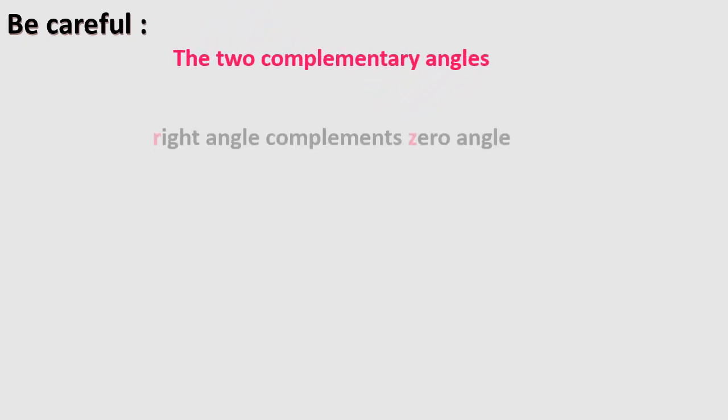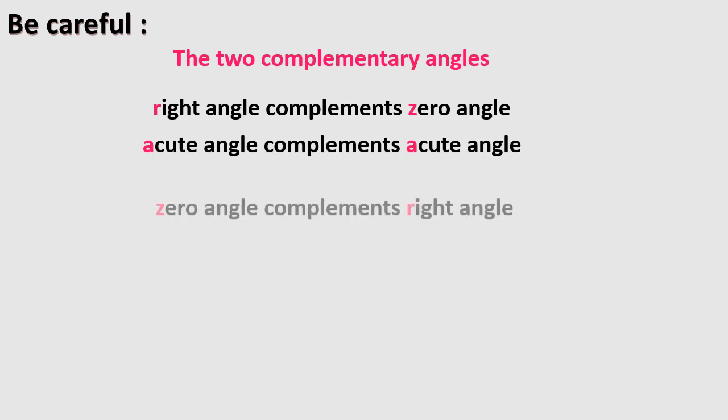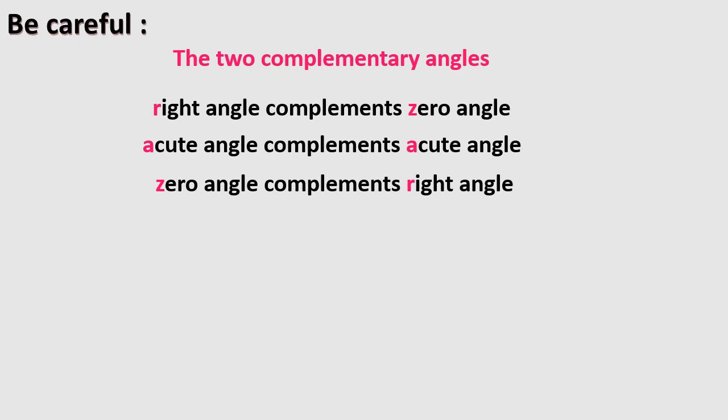Be careful, the two complementary angles. The right angle complements zero angle. Right equal 90 and zero equal 0. 0 plus 90 equal 90. Acute angle complements acute angle. Zero angle complements right angle. I can make a relation between the beginning letters of these words: right, or R, acute, A, zero, Z. Ras and Zar. The right angle complements zero angle.